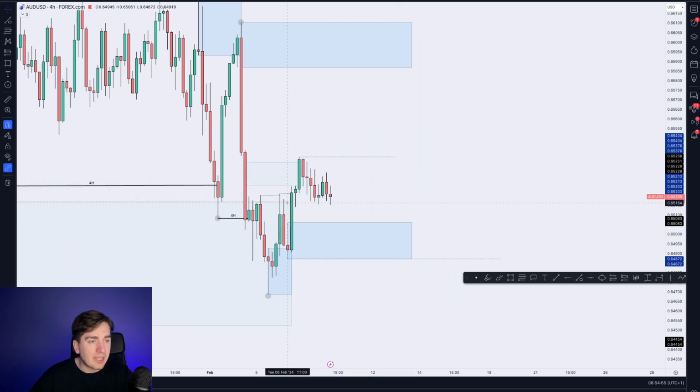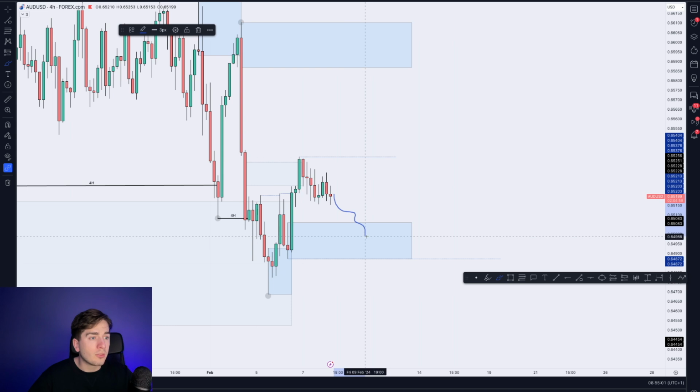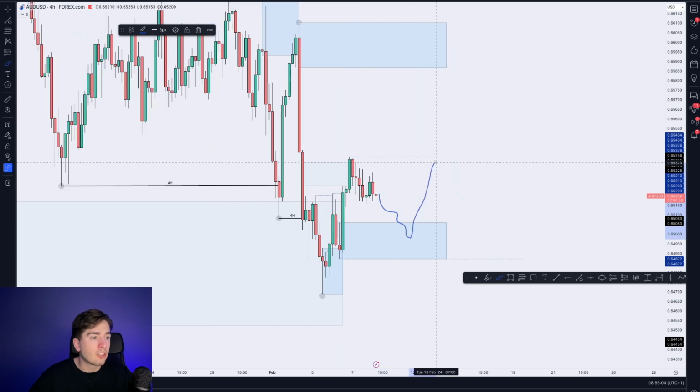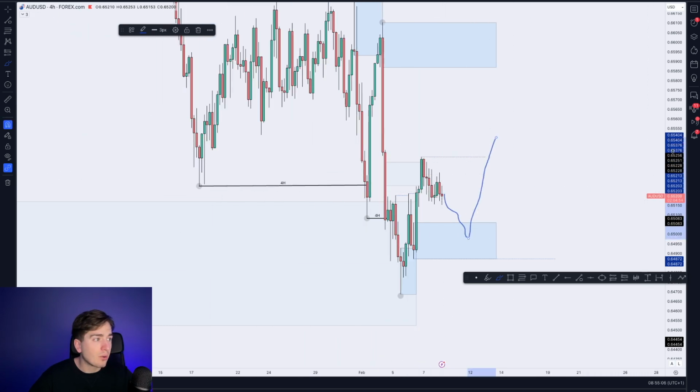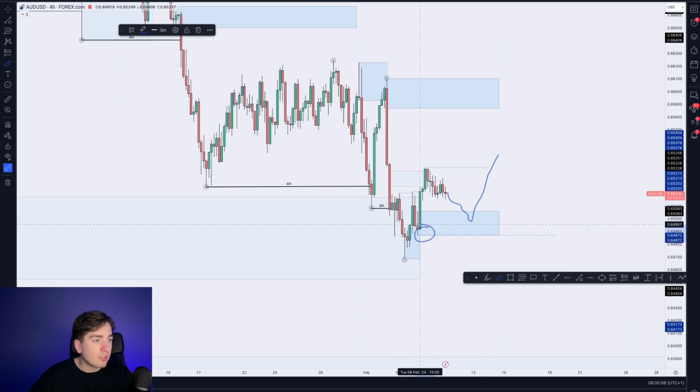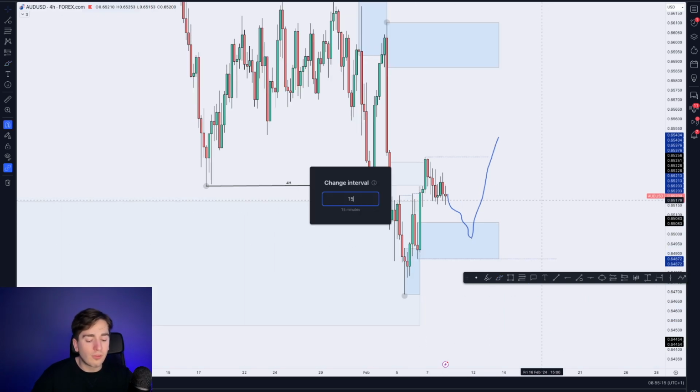However, it's not the strongest area because it didn't really achieve anything, whilst this area of demand achieved a change of character. So looking for the market to push down slightly lower and then potentially give a bullish reaction. That is now what I'm waiting for. As soon as this low over here breaks, this 4-hour change of character low, then we look for further downside continuation. As long as that low is respected, look for further upside.